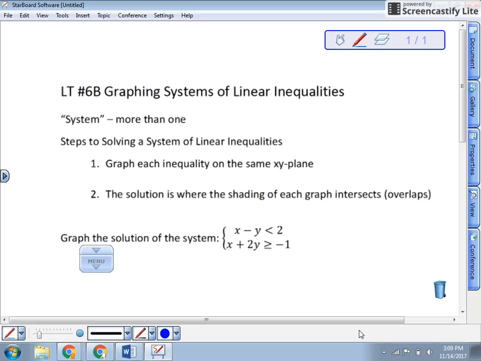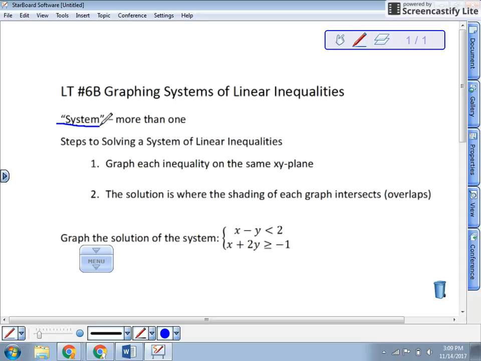Welcome to the notes on graphing systems of linear inequalities. So if we know how to graph linear inequalities, now we're going to do a system. A system just means there's going to be more than one inequality. So they're not new steps, there's just going to be more steps. And here are the steps of solving a system of linear inequalities.